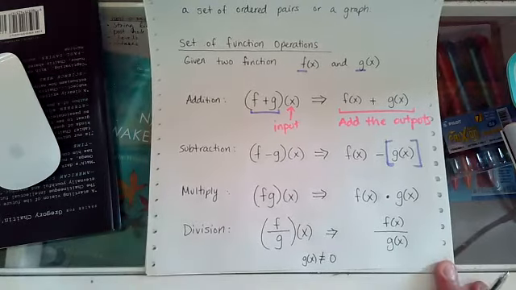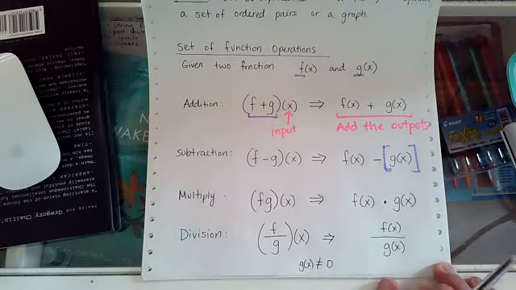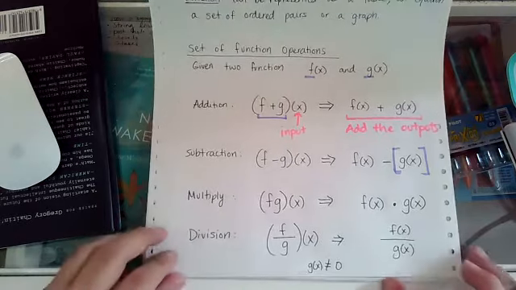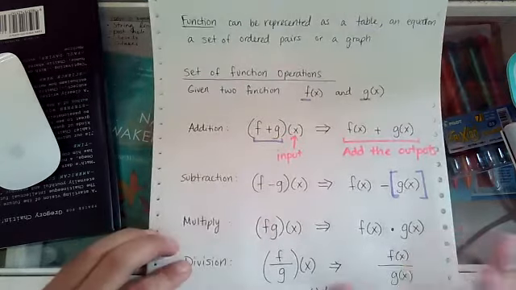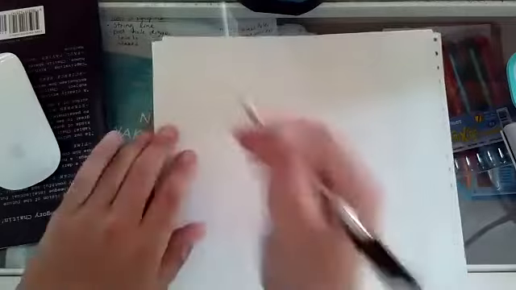Okay. So those are the 4 typical function operations that we will look at. And I'm going to jump right into some examples so that we can get squared away on this and it won't be too intimidating for too long. Okay, so let's look at some example problems.